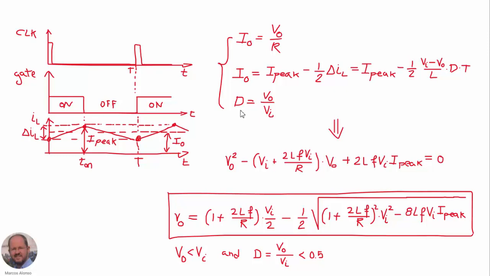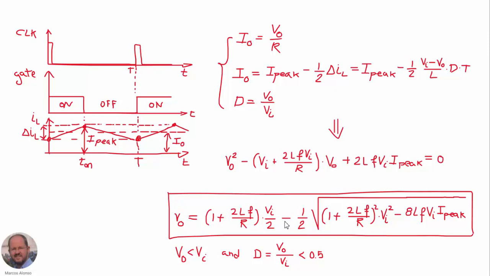And the duty cycle, because we are operating in continuous conduction mode, is equal to VO over VI. Then, using these three equations, we can obtain this final expression here, which is a second order polynomial. And solving it, we finally get this expression here. The positive solution here is not valid because it is going to give an output voltage higher than the input voltage, which we know is not possible for the buck converter. So we have only the solution with a minus sign here.